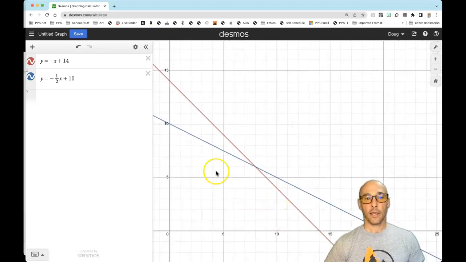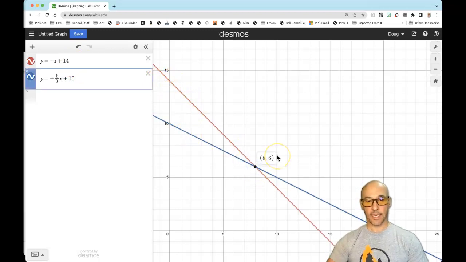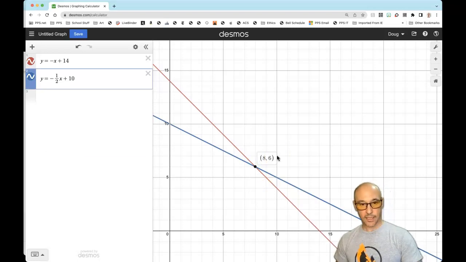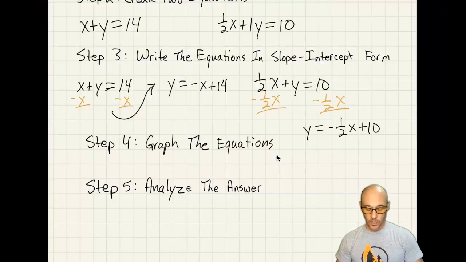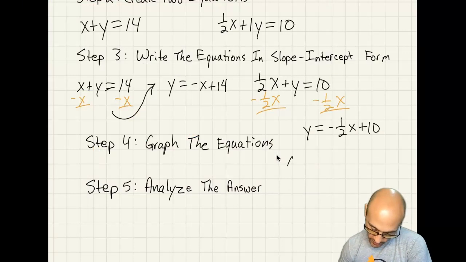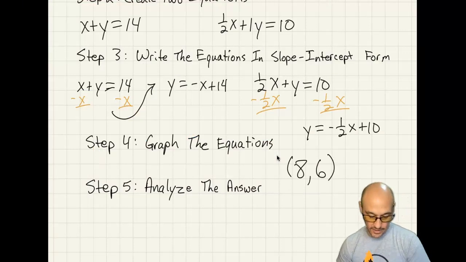That's nice. And so there I see that my y-intercept is 10, and I go down by 1 to the right 2, down by 1 to the right 2. Here my y-intercept is 14, and I go down by 1 to the right 1, down by 1 to the right 1. And so my point of intersection here is the point (8, 6). So (8, 6) is the solution. So I'm going to write the solution here, (8, 6).